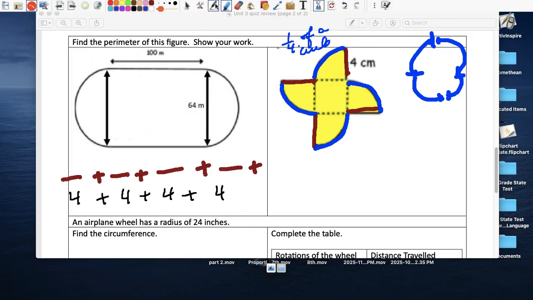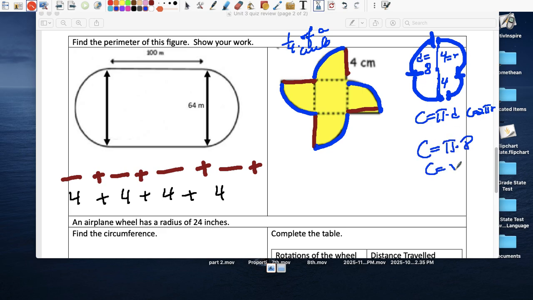It would. And what else do I know? I know that this part right here is the radius. So if I drew a line like this, that would be 4. Which means if I continue that line to the other edge of the circle, the diameter would be 8. So 4 is the radius, and the diameter is 8. Now you can use either formula, either or. So let's find the circumference. C equals pi times the diameter, which is 8, so C equals 8 pi.